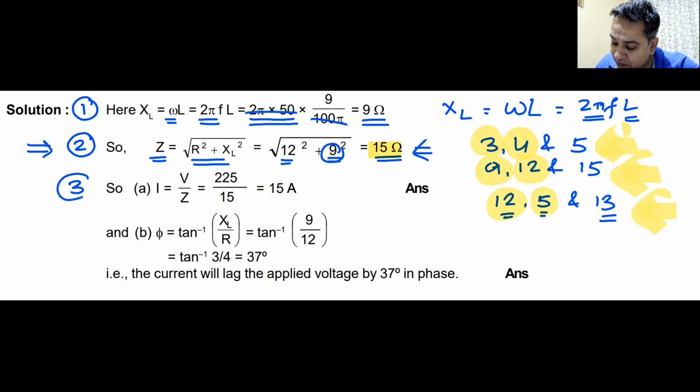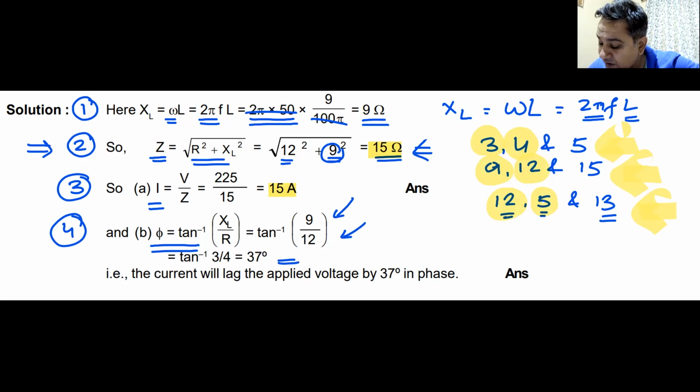Step number 3: you can find the value of IRMS current, VRMS divided by Z. Then you can find the value of cos of phi or tan of phi, depending on what you want to find. Here, remember, the angle is always found in terms of tan of phi. Tan inverse of 9 by 12 becomes 37 degrees. So the angle between voltage and current is 37 degrees. Voltage is leading current by 37 degrees. The last question that can be asked here is, what is the average power? Now there are two ways to find this.